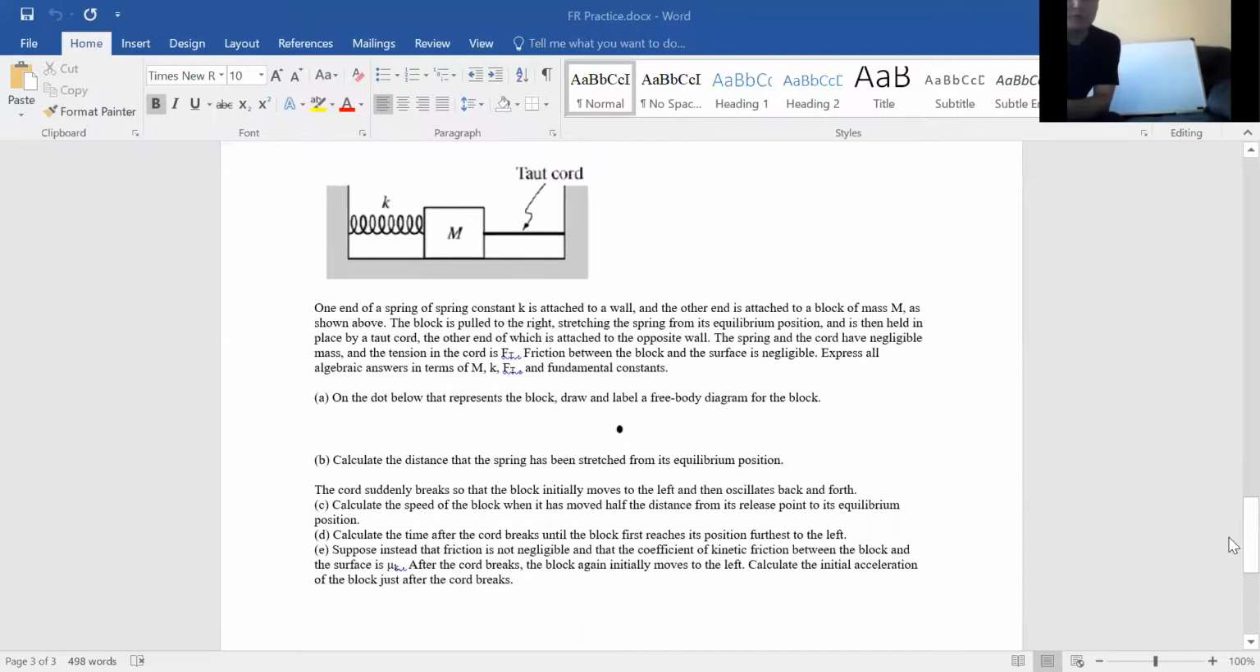All right, so I'm going to go over the answers to the free response questions in the assignment for this week on simple harmonic motion. And so let me bring up the assignment here, if I can find it. Okay, here we go. All right, so we have three different questions here.